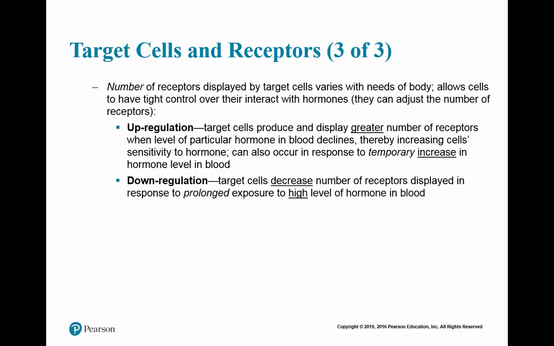Downregulation occurs when the target cells decrease the number of receptors for the hormone to interact with. There's nothing for them to hook up with, so they can't cause an effect in that cell. And this can happen if you have exposure to a hormone at a high level for a long period of time.